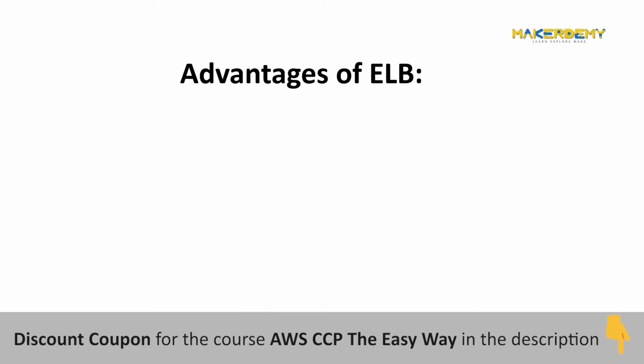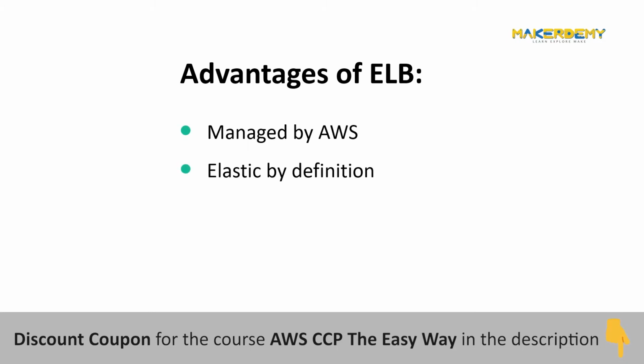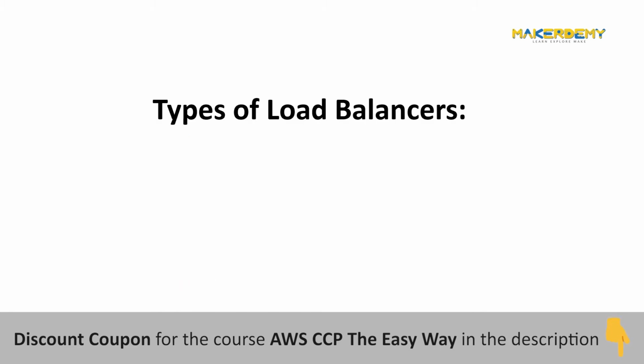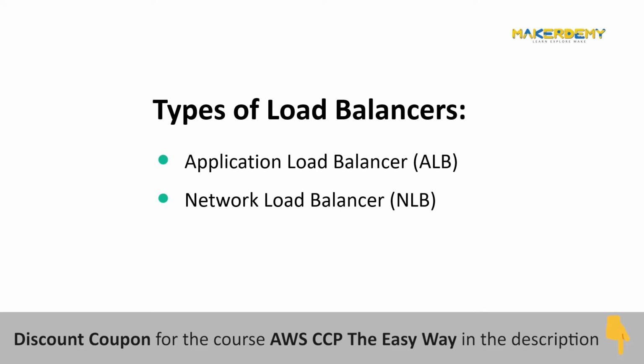Advantages of ELB: It is managed by AWS and it is by definition elastic. It automatically scales the incoming traffic. It provides high availability and robust security. Load balancer types: Application Load Balancer, or ALB, Network Load Balancer, or NLB, and Classic Load Balancer, or CLB.